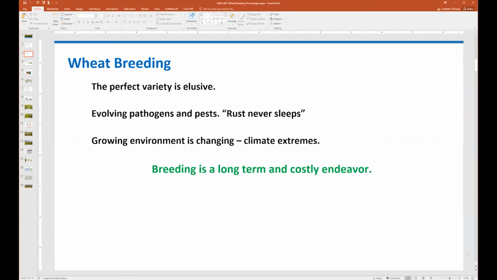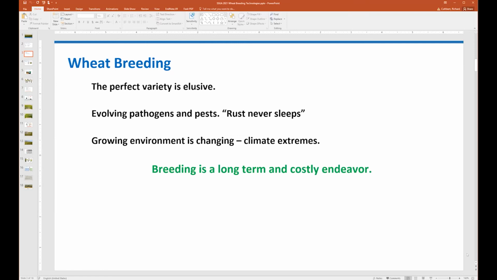Wheat breeding. I used this slide recently in a germination podcast or webinar. The perfect variety is elusive. It's very hard to achieve. That's because pathogens and pests in the field continue to evolve. You'll likely have heard the phrase rust never sleeps. The pathogens don't sleep. They continue to evolve, and they continue to overcome resistance that we put into varieties. So we need to stay ahead of them, and we need to ensure we put the best combinations of resistance together into those varieties. So it's a challenge.